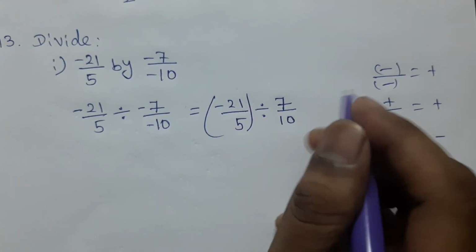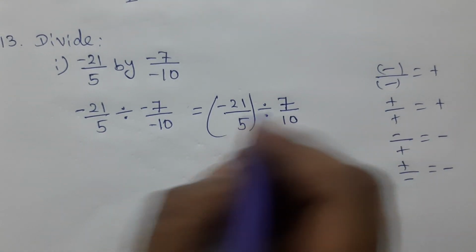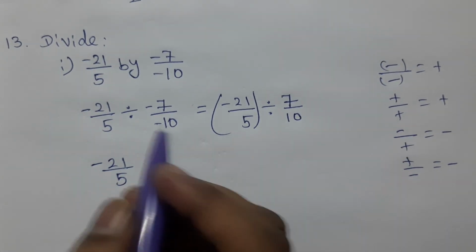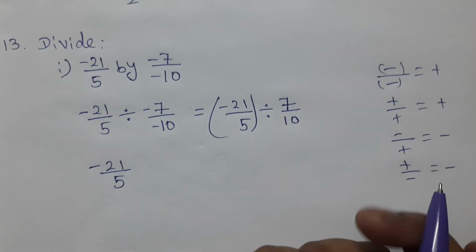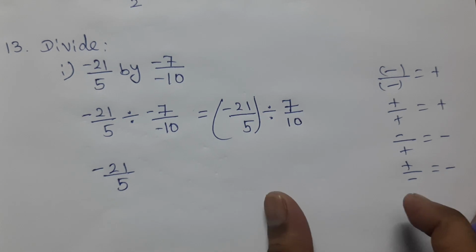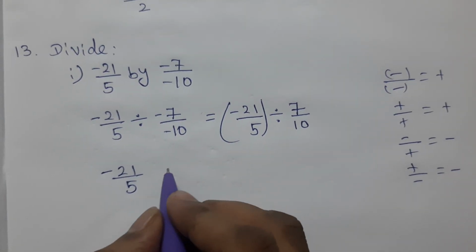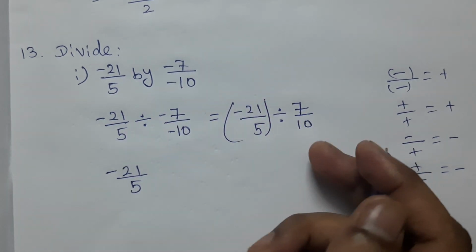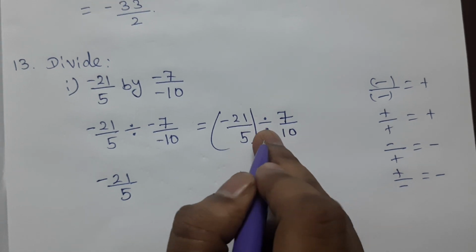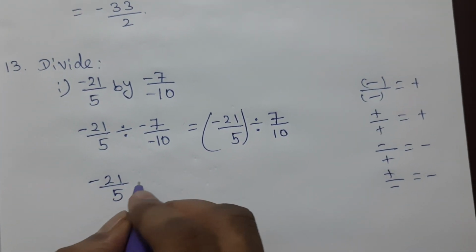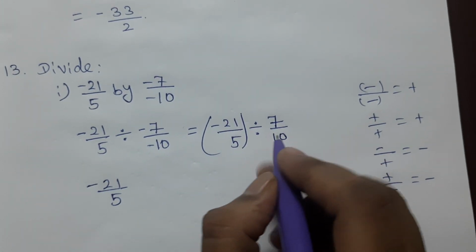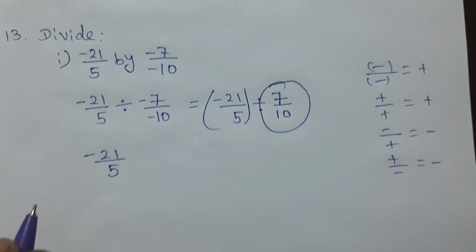Now here, if we have minus 21 by 5, is it possible to divide directly? No. If you are dividing these two rational numbers directly, it is impossible. So we are going to make this division into multiplication. For converting this division into multiplication, we have to take a reciprocal. Here we have to take the reciprocal of the denominator. Here which is the denominator? This one is the denominator.